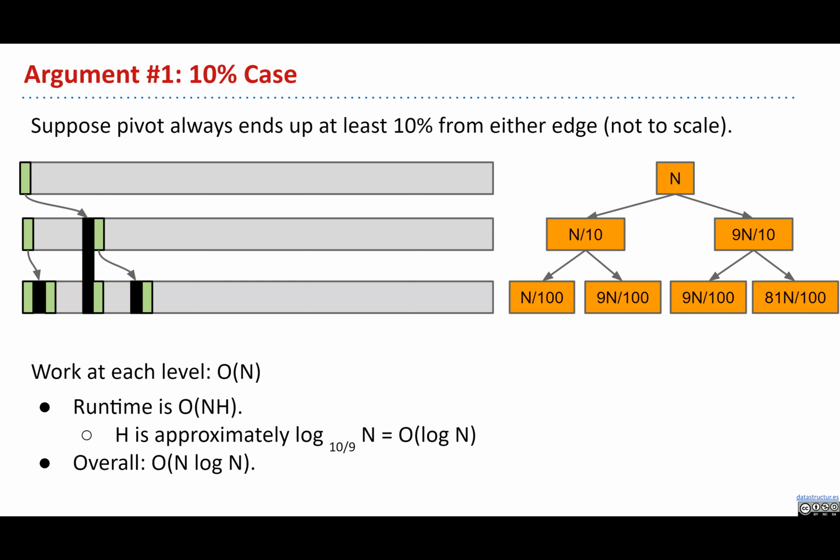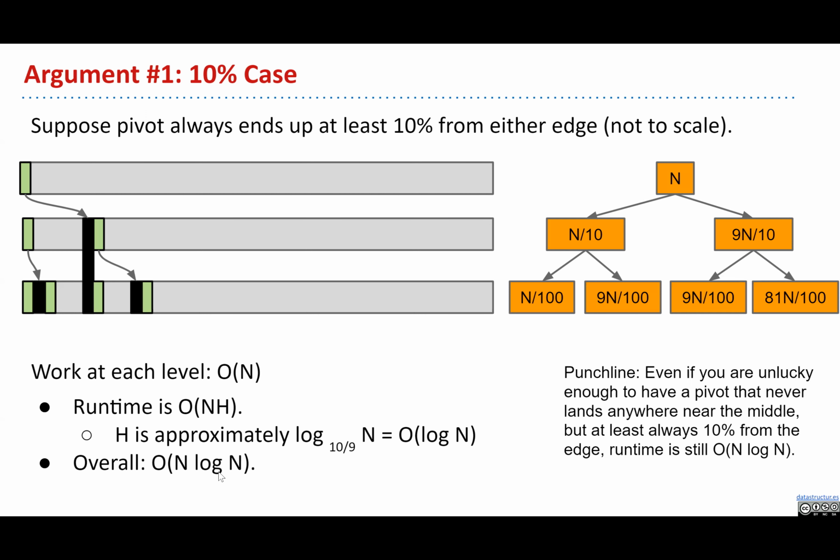This is the intuition behind the full proof. The full proof takes maybe 20 minutes and it requires things you don't know how to do yet. But again, happy to ship you over to Bob Sedgewick doing a video on it if you'd like. So the punchline here is that even if you're unlucky enough that the pivot never lands anywhere in the middle, as long as you're at least lucky enough that you're 10% of the way from the front or better, then the runtime's still going to be n log n.